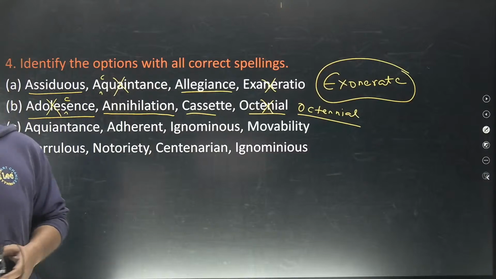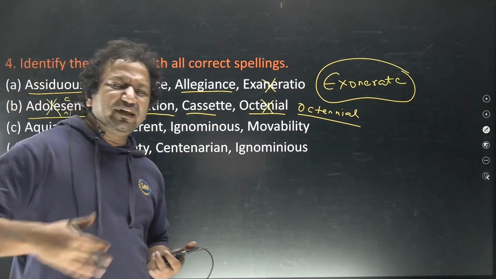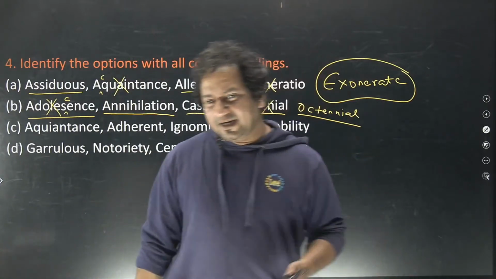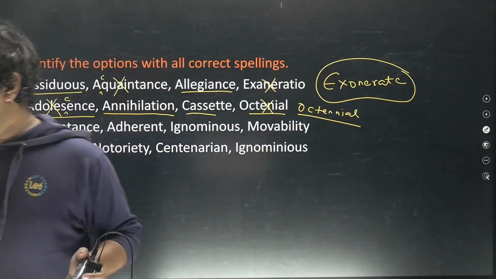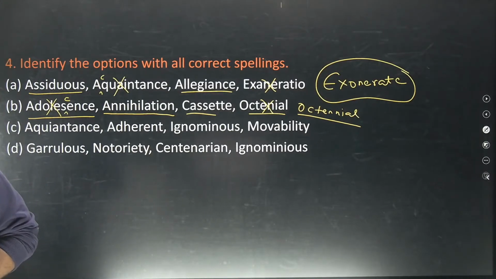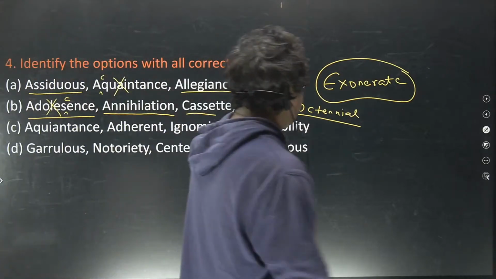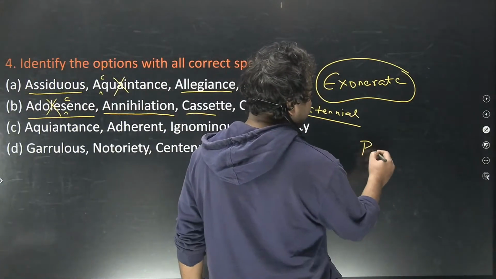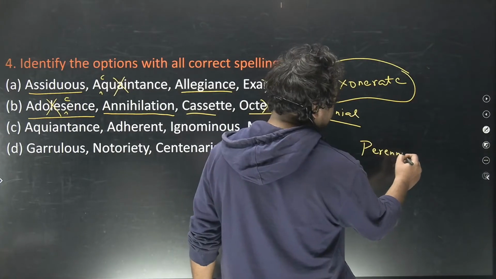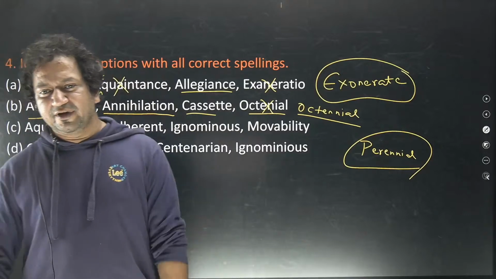Octennial, what is octennial? Octennial is something which occurs after every 8 years. So I'll be discussing other words connected to these words also. So, yes, that's right. Occurring after every 8 years. There is a word which is called perennial. Anybody wants to tell me what is perennial? Any example of something which is perennial? Where do we use this term normally?